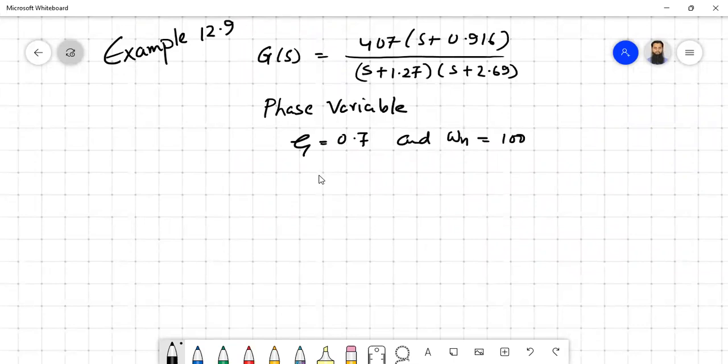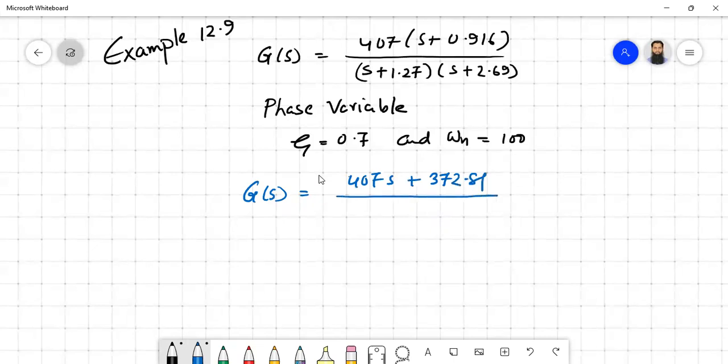So if you multiply, then you will have something like this: (407s plus 372.81) divided by (s square plus 3.96s plus 3.42).